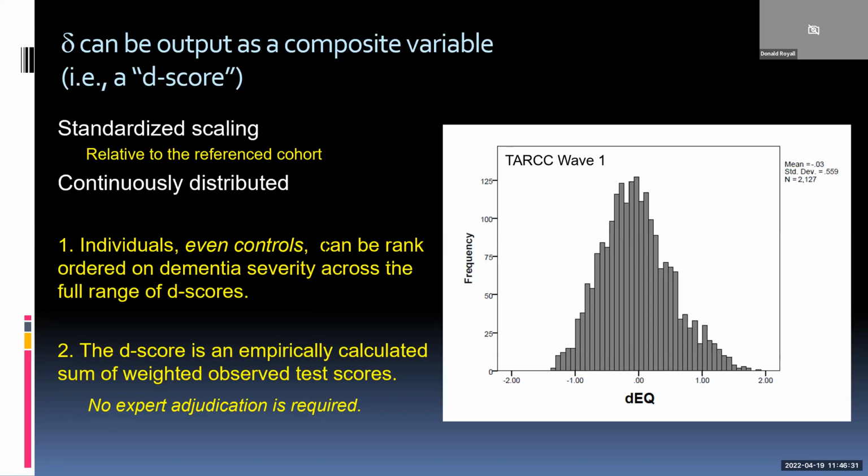Now you can rank order controls. You don't need clinical diagnoses anymore. You can rank order even normal individuals for their dementia severity. And because it's continuously distributed, you have more statistical power to find biomarker associations. And because D score is a completely empirically calculated sum of just weighted observed test scores, you no longer need any expert adjudication. You'll achieve a high association with CDR sum of boxes, regardless of what D homolog you use.